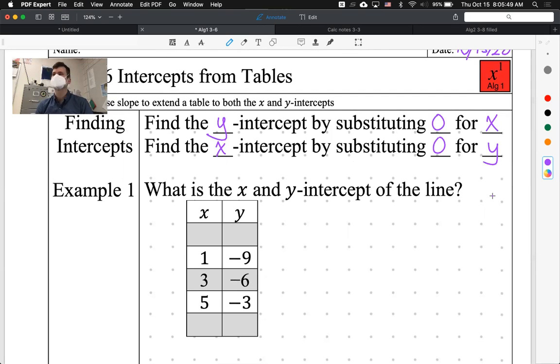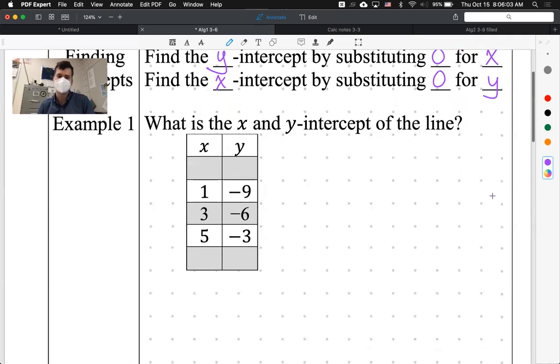I need to find the X and Y intercept of the line. And I will assume that this does generate a line. Khan Academy is pretty good about letting you know this is going to be a line. It's not going to be some weird curvy function. It's going to be a nice straight line. So assuming this is a line, what is the X and Y intercept of that line? How are we going to do that?